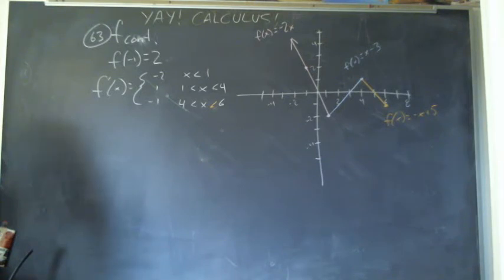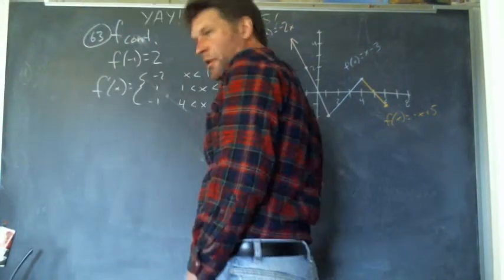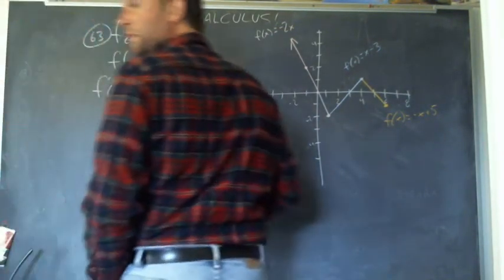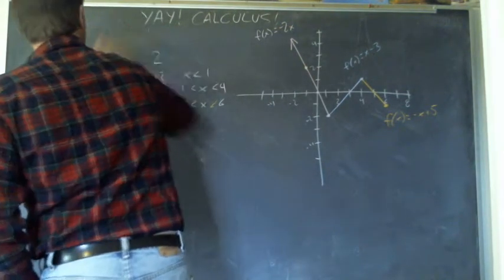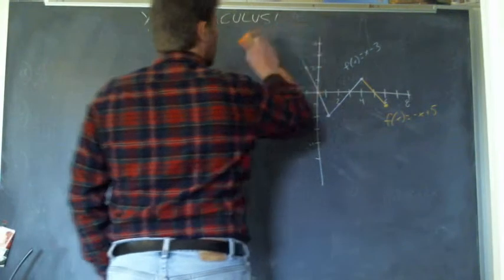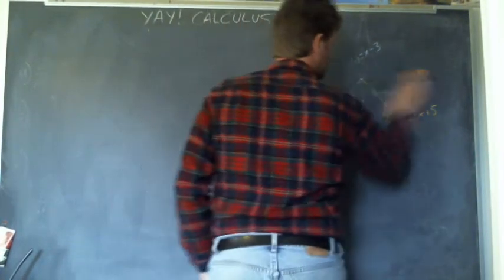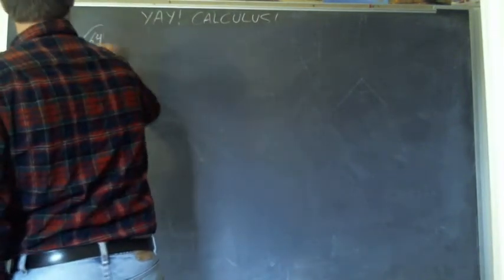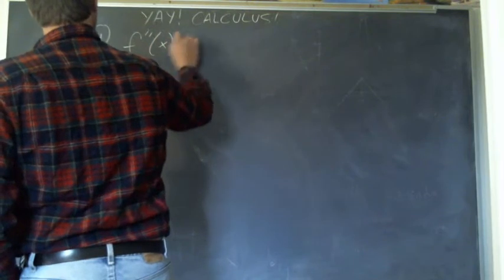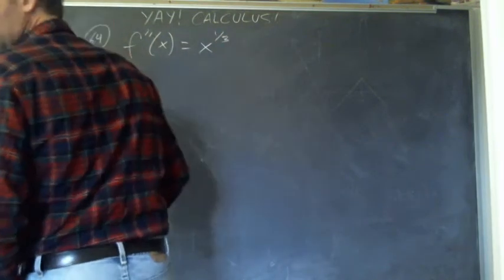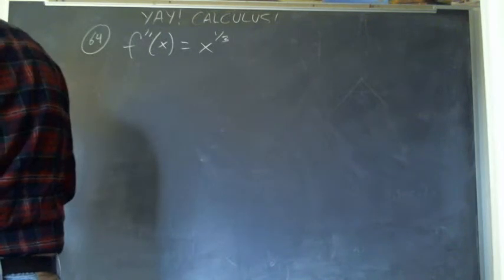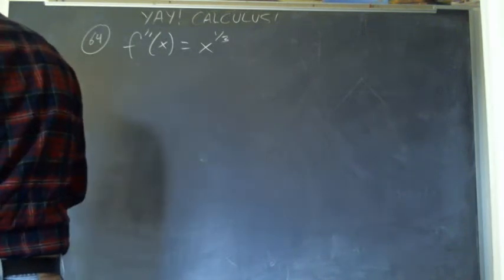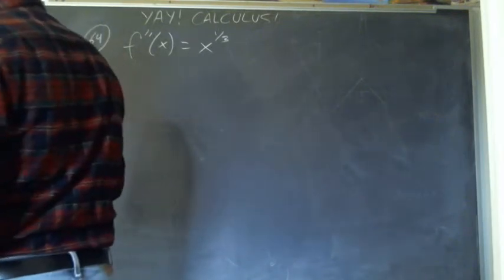Cool, near the last page. Which of the following statements could be true if the second derivative of f of x equals x to the 1/3? So we are given in 64 that f double prime of x equals x to the 1/3. And it gives you all four, so we can just take the derivative of each one if we like.